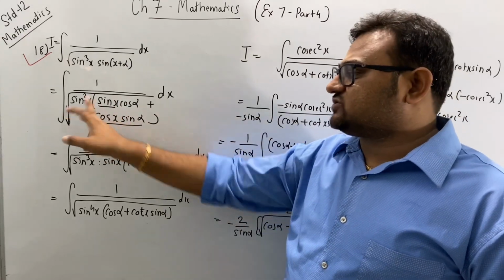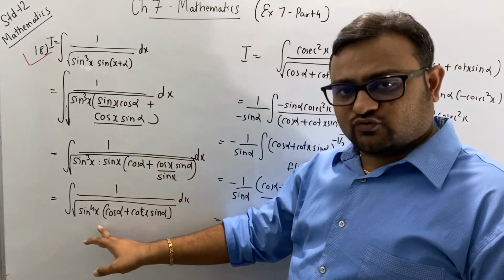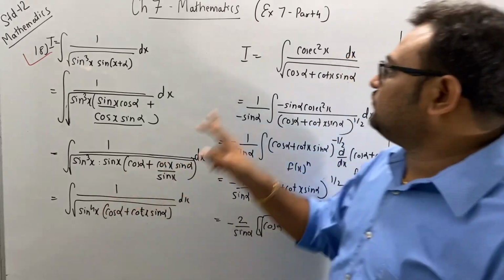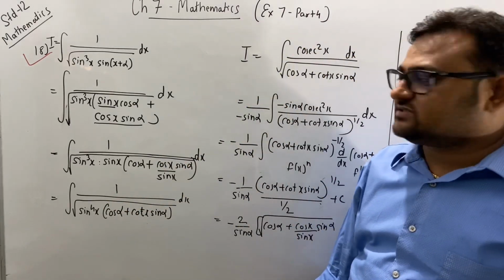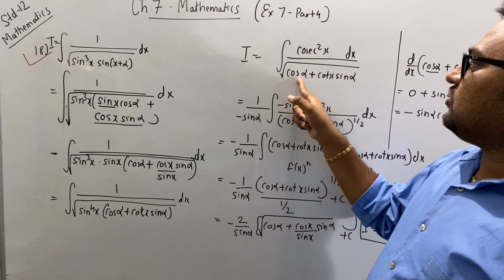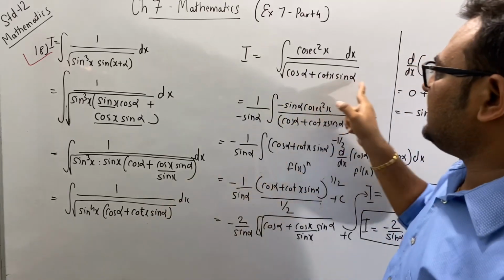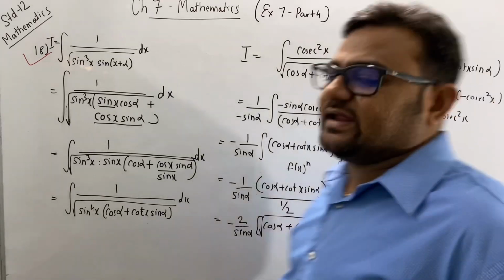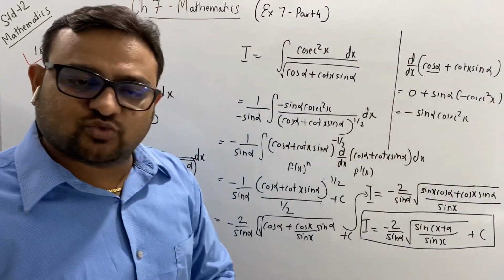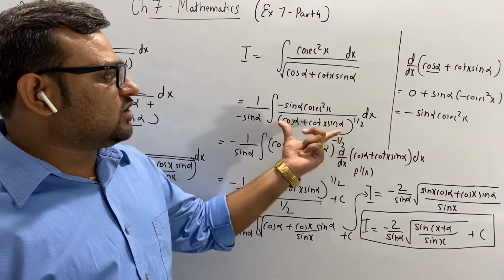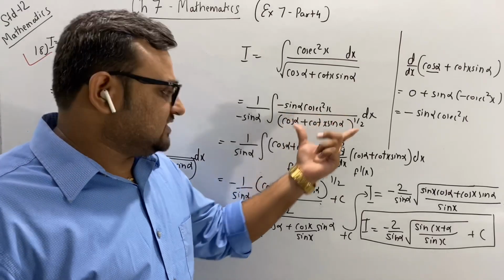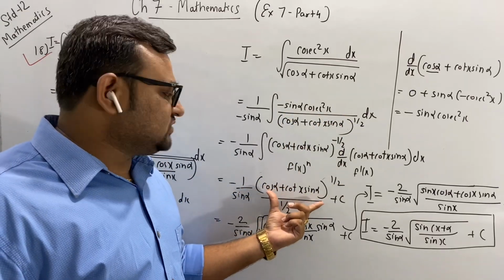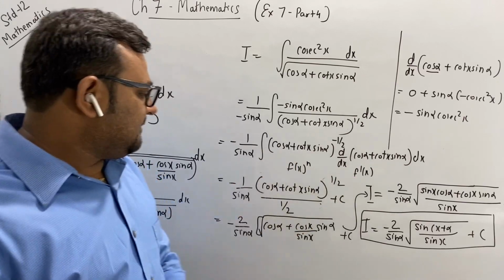We had taken sin x common, so it's sin raised to 4x. So 1 by sin raised to 4x times cos alpha plus cot x sin alpha. Taking this as a function, its derivative is minus cosec square x, right? So we had used the formula f(x) to the power m, f dash x, and then f(x) to the power m plus 1, so minus 1 by 2 plus 1 plus 1 by 2.